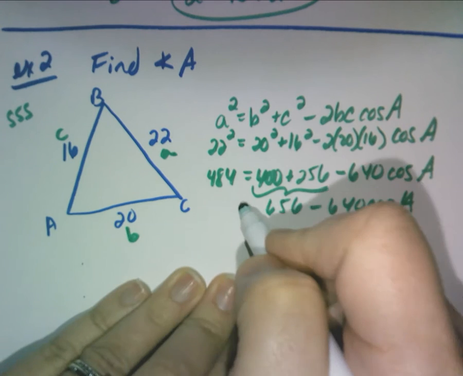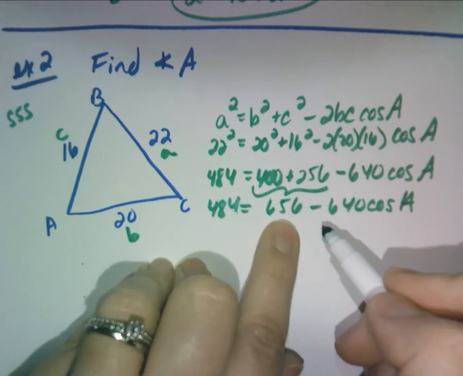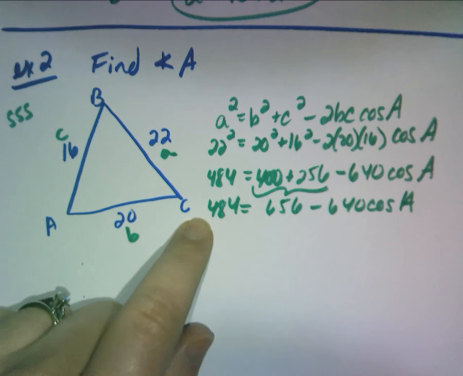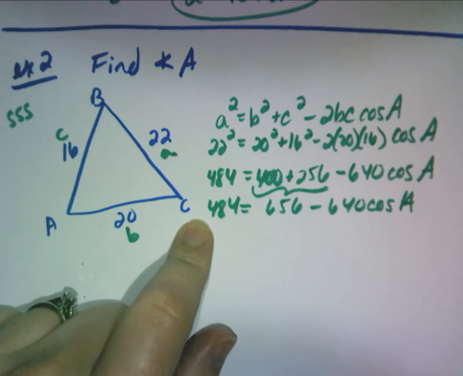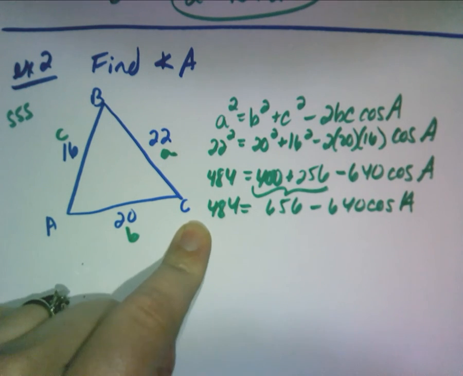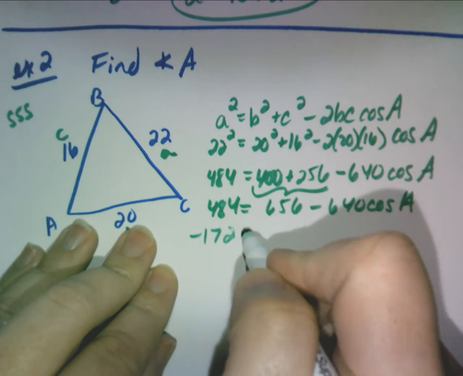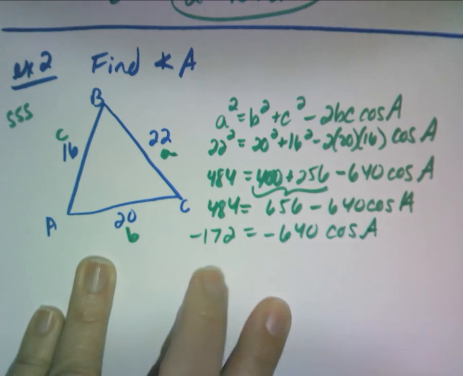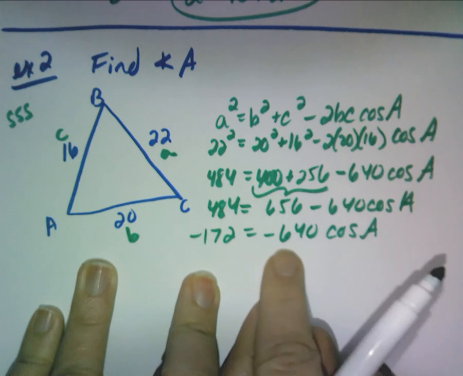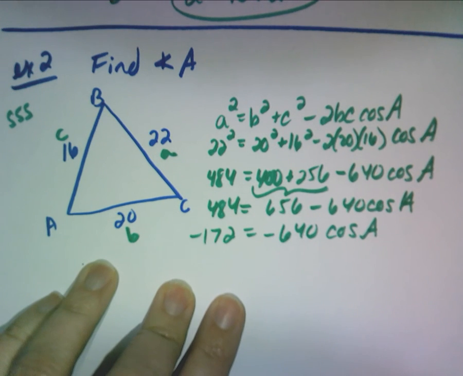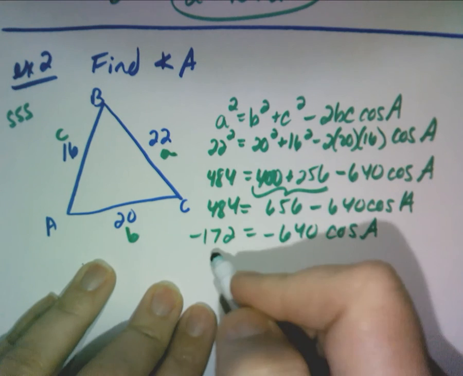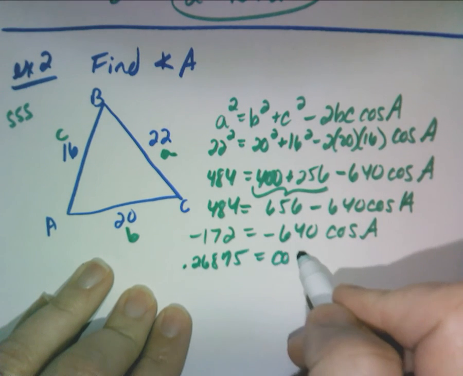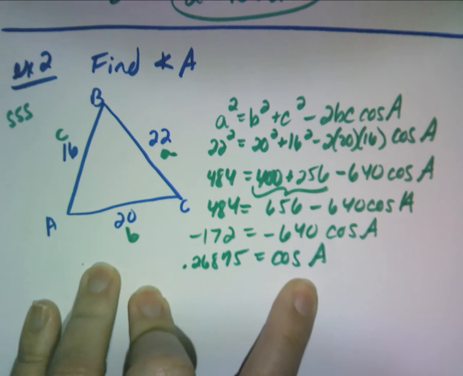You have to do what with that 656? Oh, you have to bring it over to that side. You have to subtract it over. So 484 minus 656 is negative 172 equals negative 640 cosine A. Then divide by negative 640, I get 0.26875 equals cosine A. How do I find angle A?